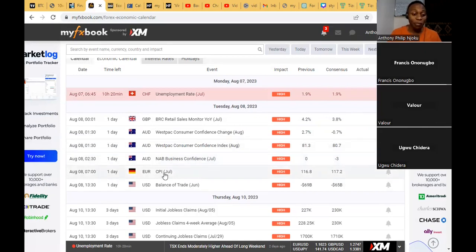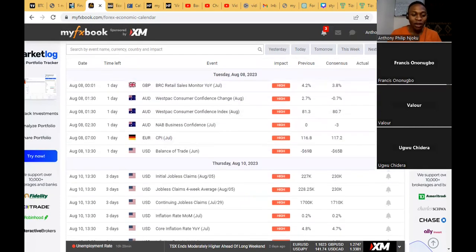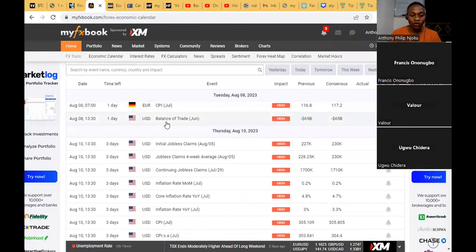I'll be more interested in CPI, 7 a.m. London session for Europe. So the buy setup and watching out for Europe, let's watch out for it on Tuesday. CPI. Good. I love that. I love that setup. Then the next is balance of trade.